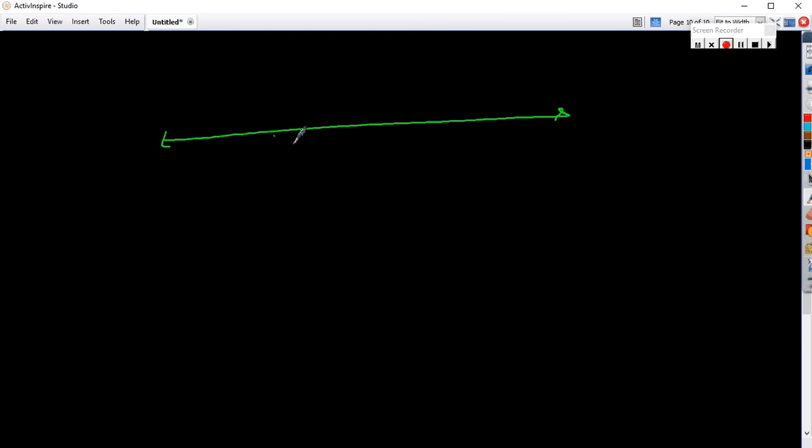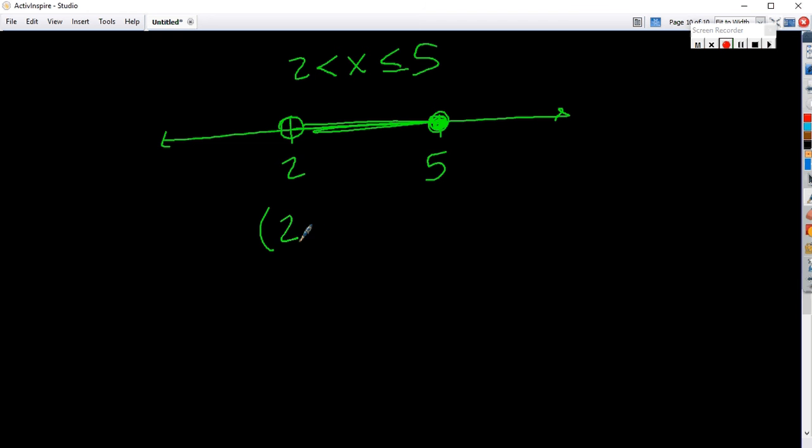Let's look at the compound that we did. 2 to 5. We said this was an and, right? It was 2 less than x less than or equal to 5. How could I write that in interval notation? Parenthesis 2. Exactly.